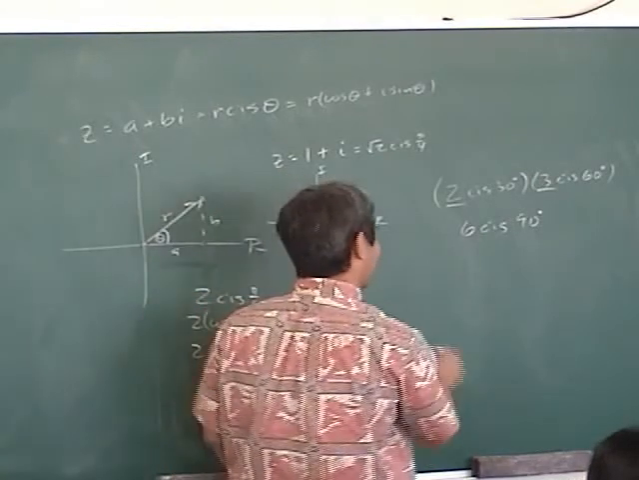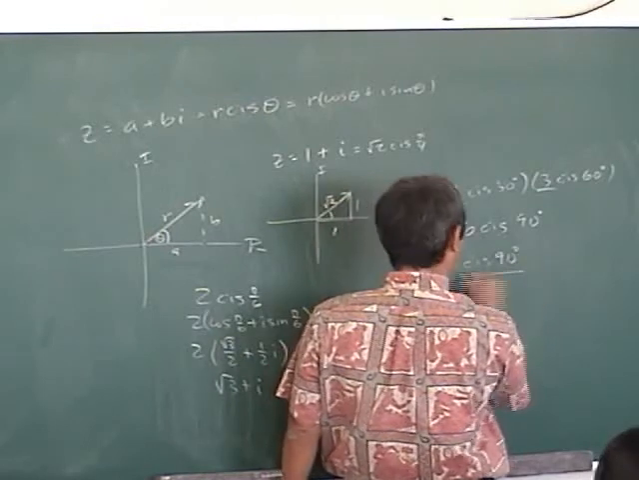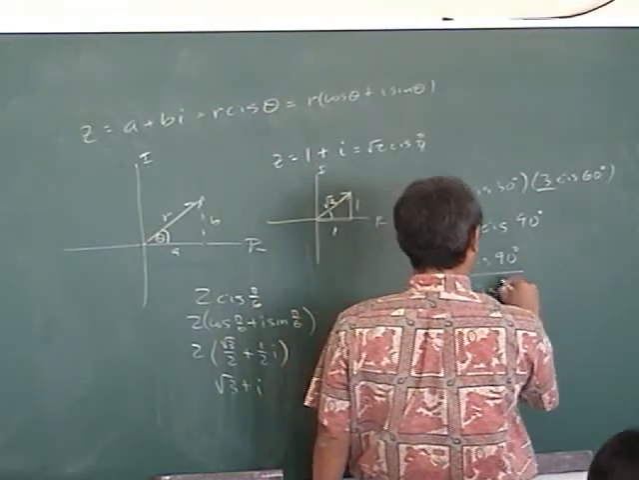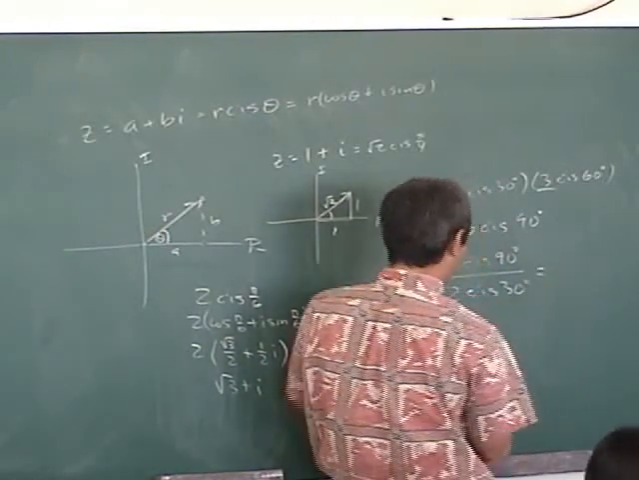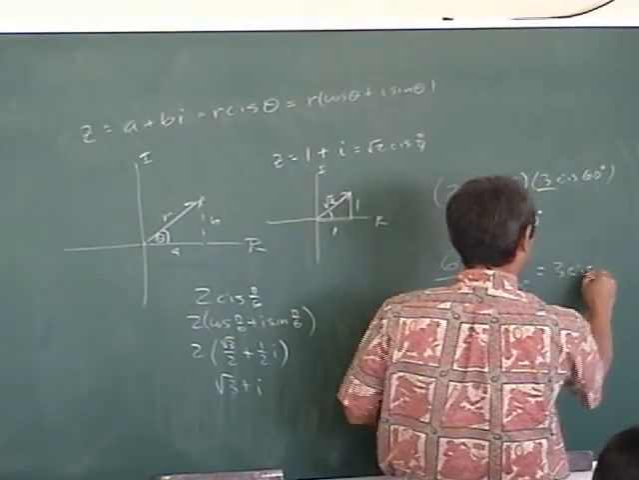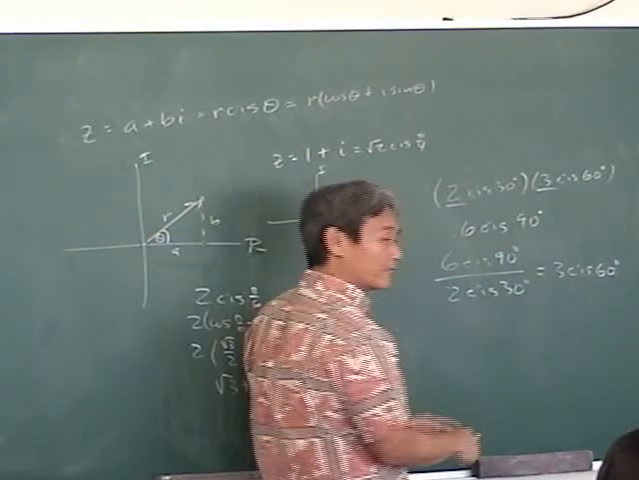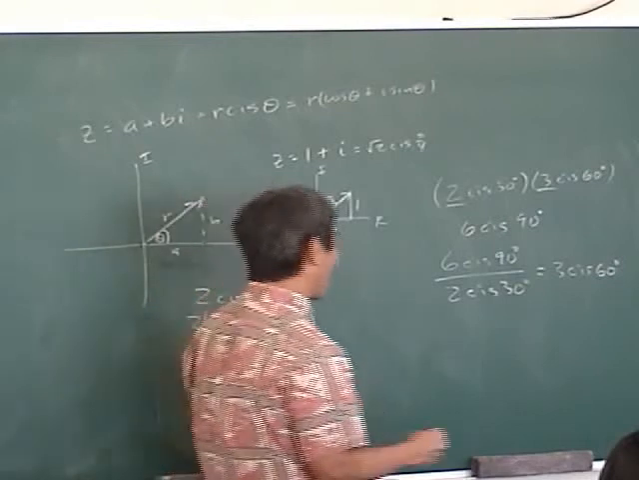And then what about dividing? What if you had 6 kiss 90 degrees, and you divide that by 2 kiss 30 degrees? Well, then you divide the r's. What is 6 divided by 2? 3. And then you just subtract the angles. 60 degrees. Boom, finished.